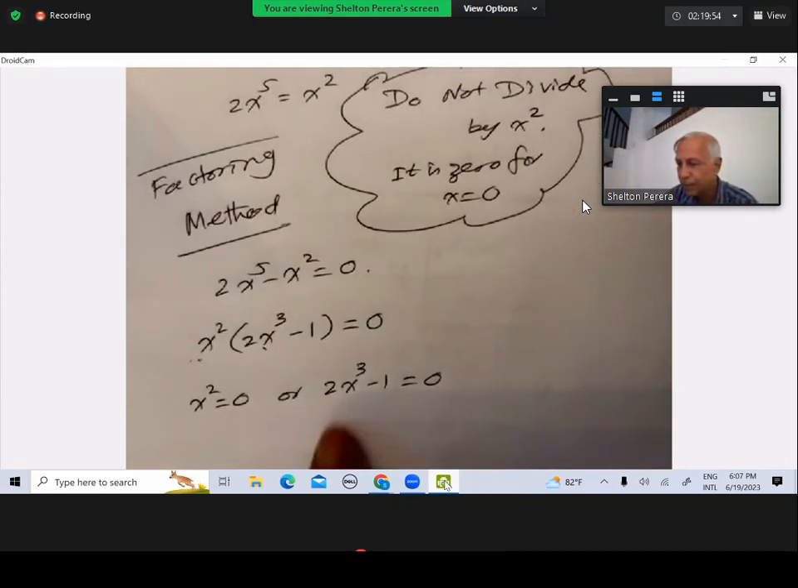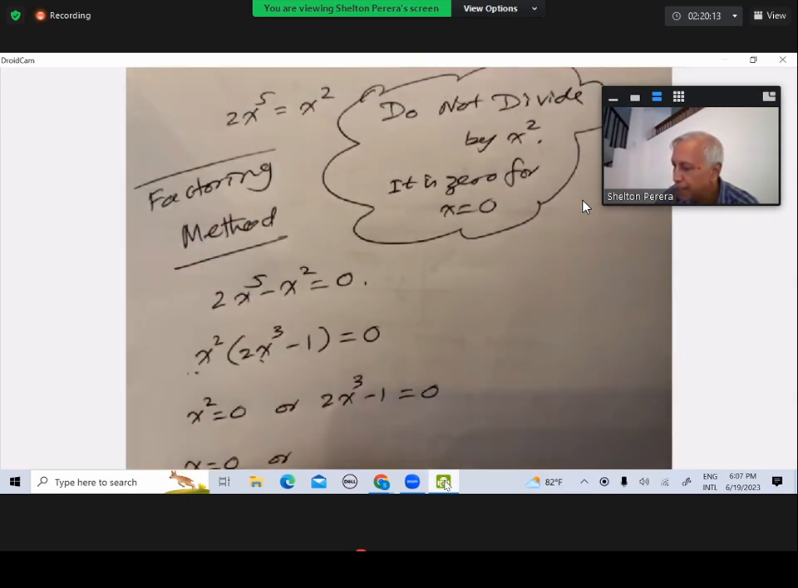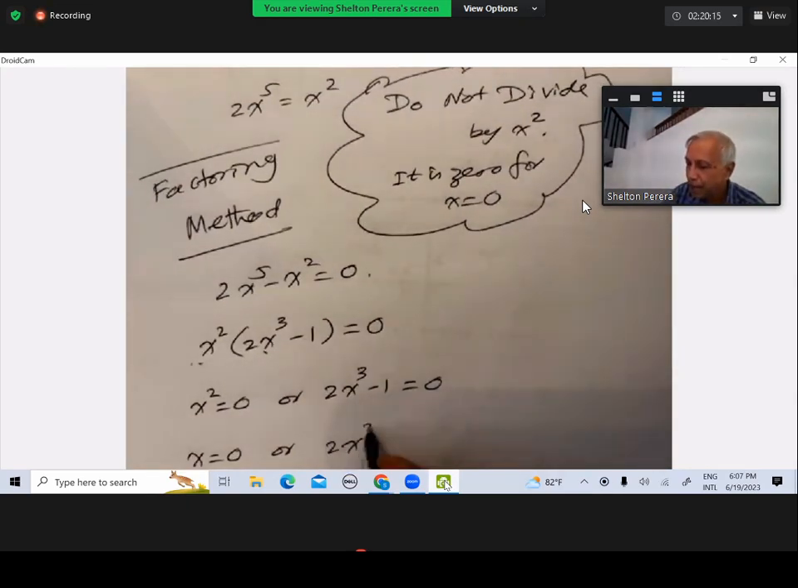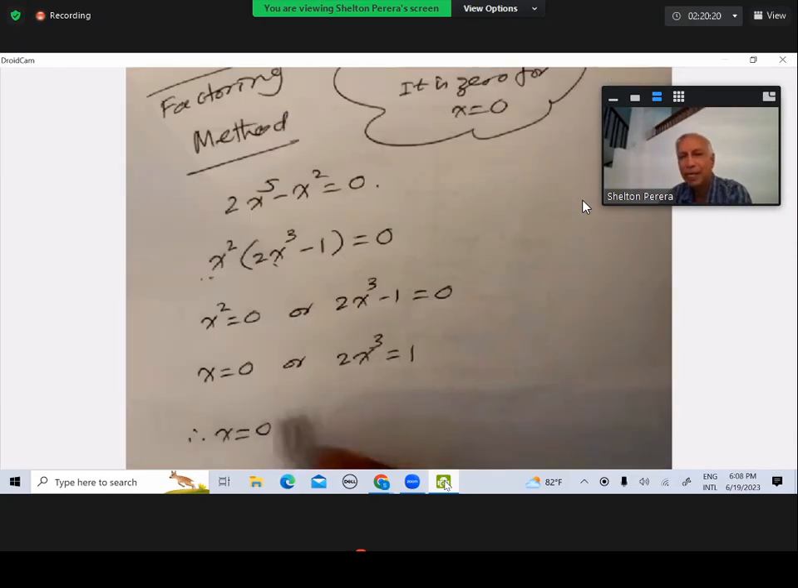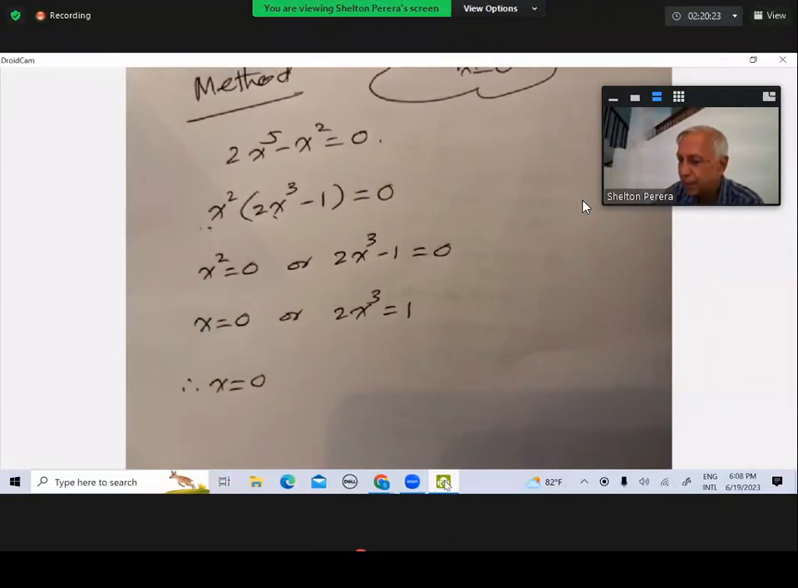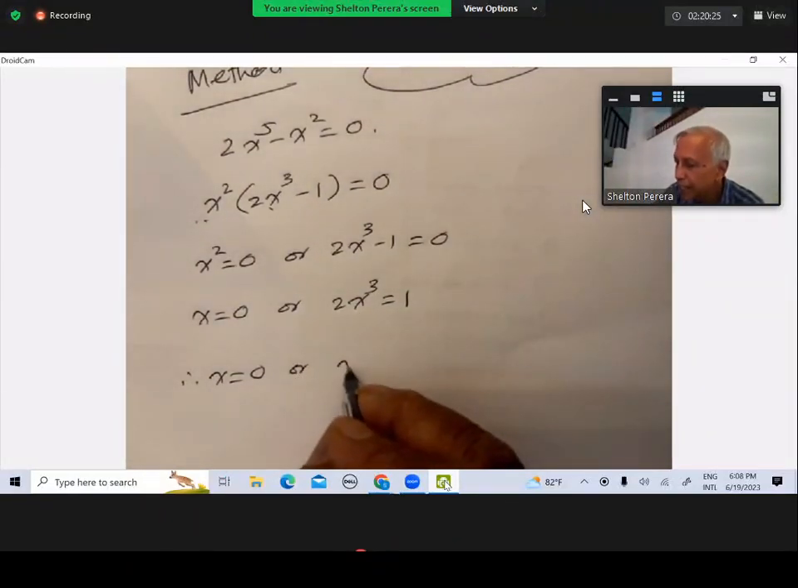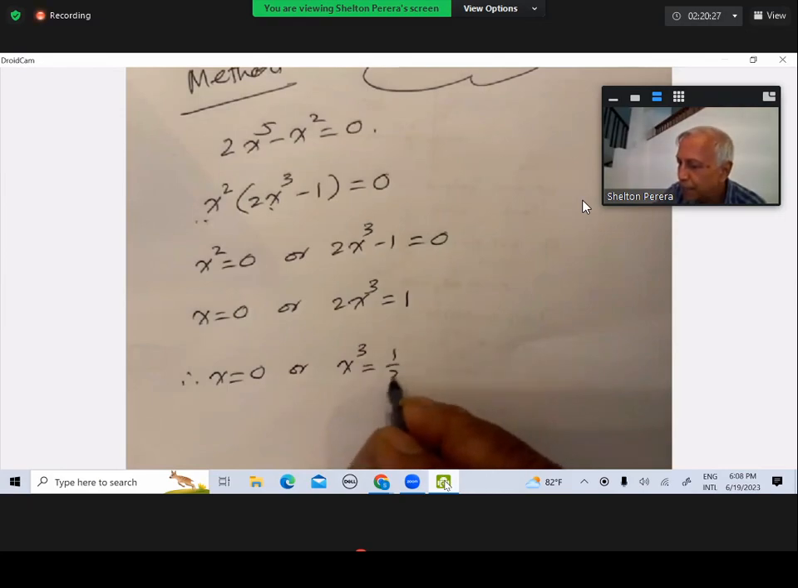You can solve this using factoring method also again, but we can easily do it. X squared equal to 0. X equal to 0, or x equal to 0 twice if you want. Or here 2x cubed equals 1. You don't get stuck, we don't have time. X equals 0 or this is x cubed equals half.